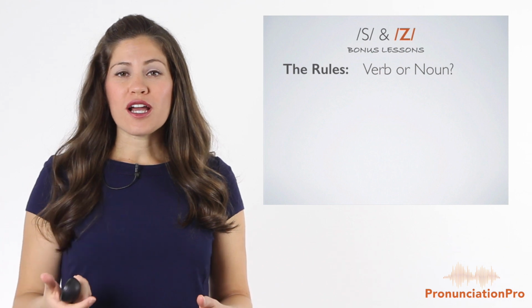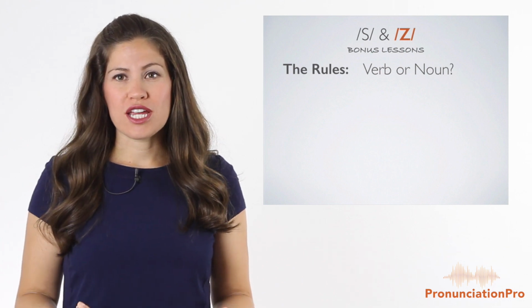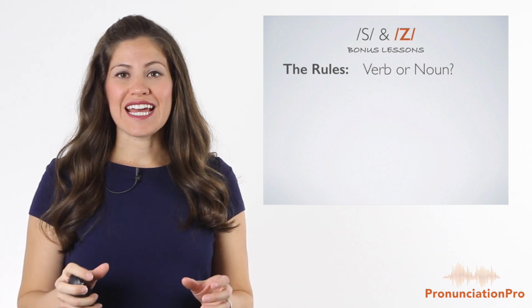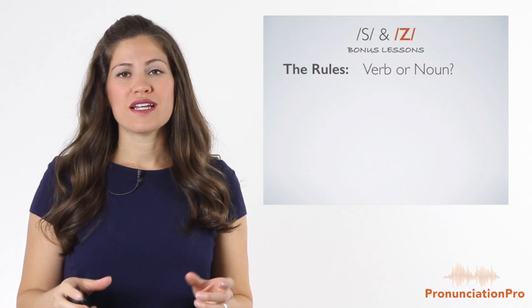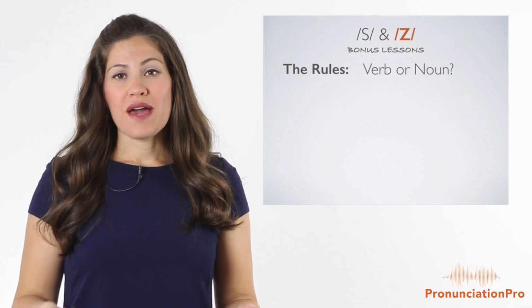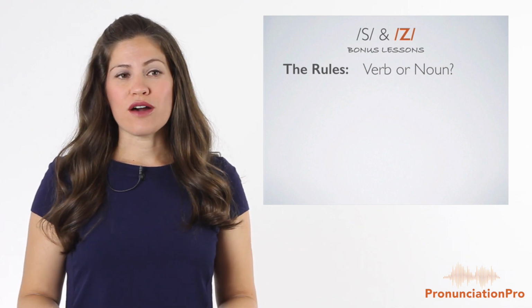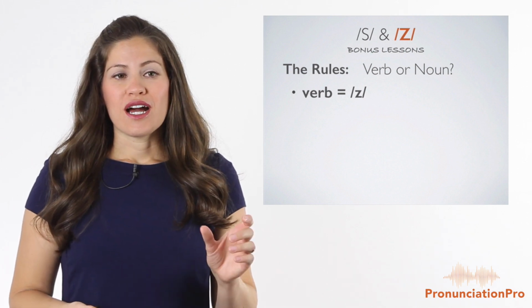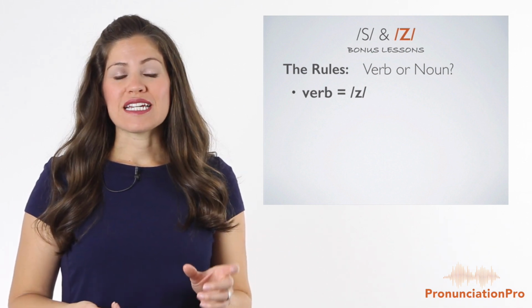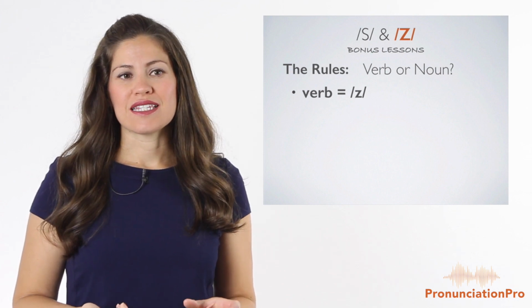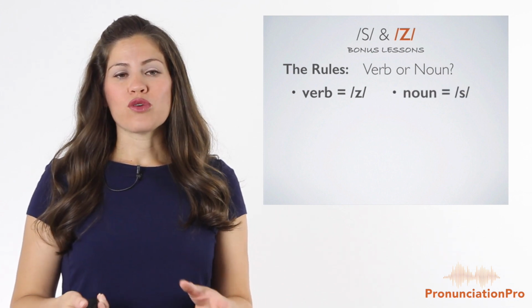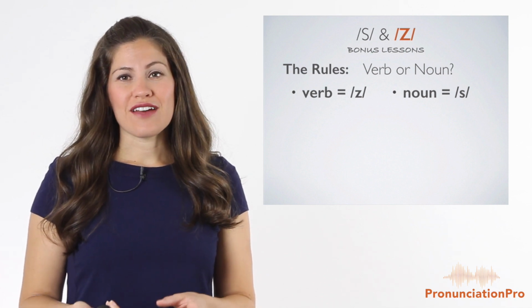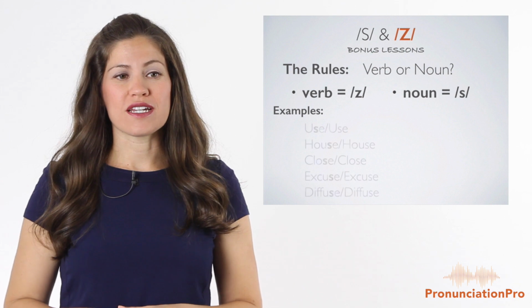We talk about heteronym words in the Pronunciation Pro course. That's when you have a word that can be pronounced two different ways depending on what manner of speech it is, if it's a verb or a noun. In most situations, when a word is a verb and has an S sound in it, it's going to be a Z sound. And when it's a heteronym word and it has an S in it and is a noun, it's going to have the S. Let's go through some examples of this.